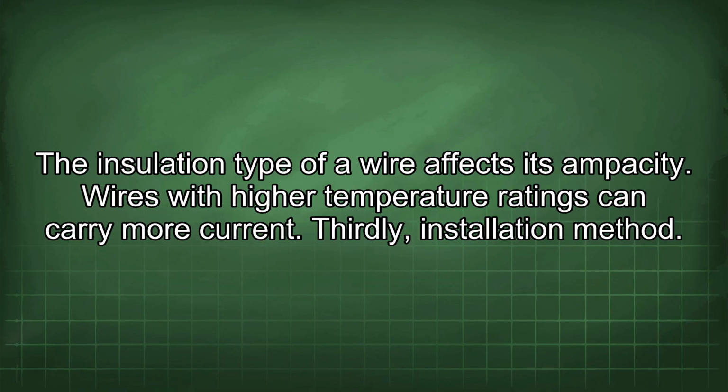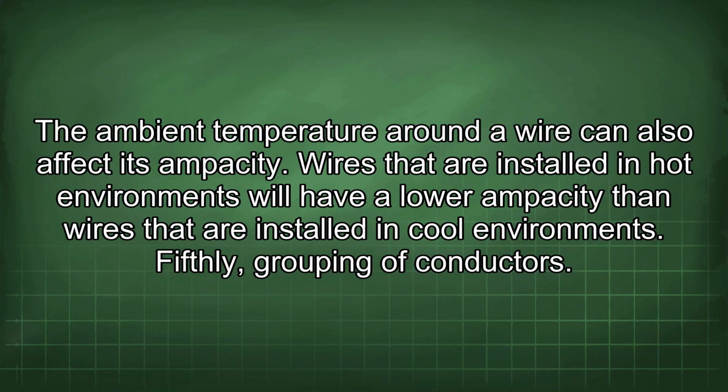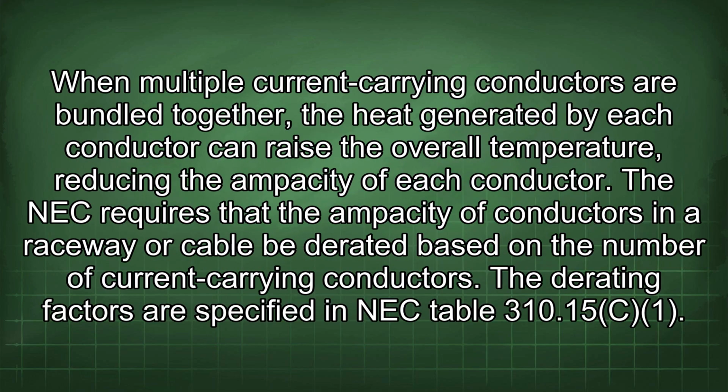Thirdly, installation method. The way a wire is installed can also affect its ampacity. Wires that are installed in conduit or cable trays will have a lower ampacity than wires that are installed in free air. Fourthly, ambient temperature. The ambient temperature around a wire can also affect its ampacity. Wires that are installed in hot environments will have a lower ampacity than wires that are installed in cold environments. Fifthly, grouping of conductors. When multiple current-carrying conductors are bundled together, the heat generated by each conductor can raise the overall temperature, reducing the ampacity of each conductor.